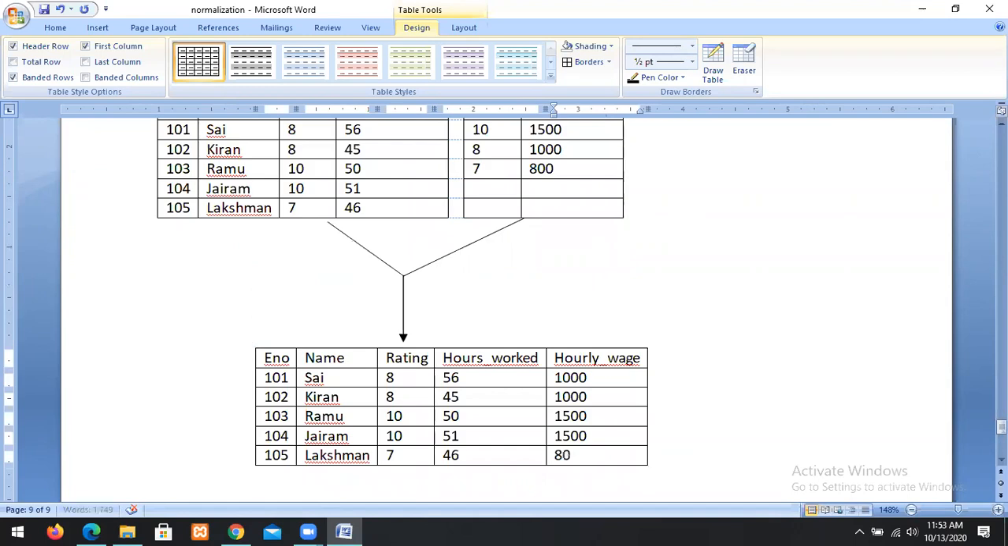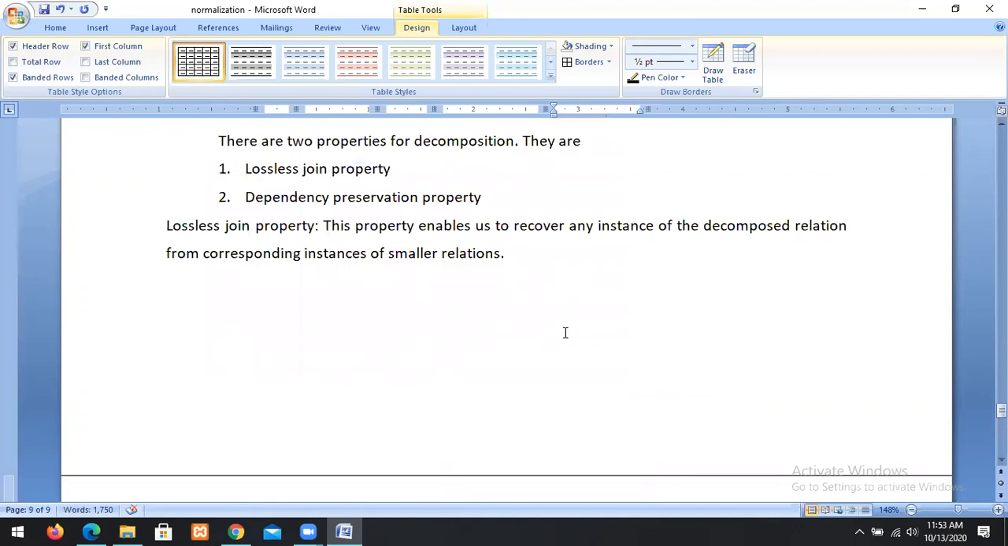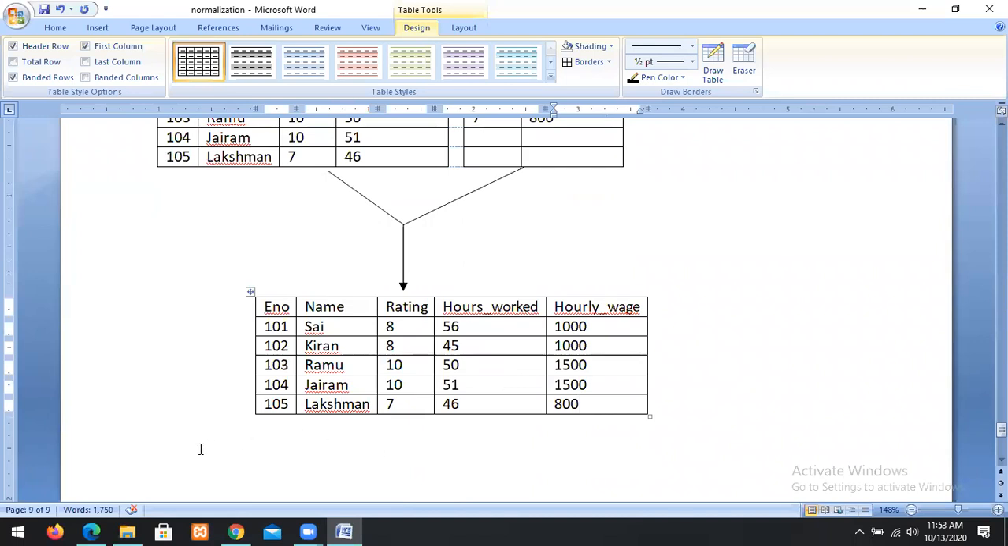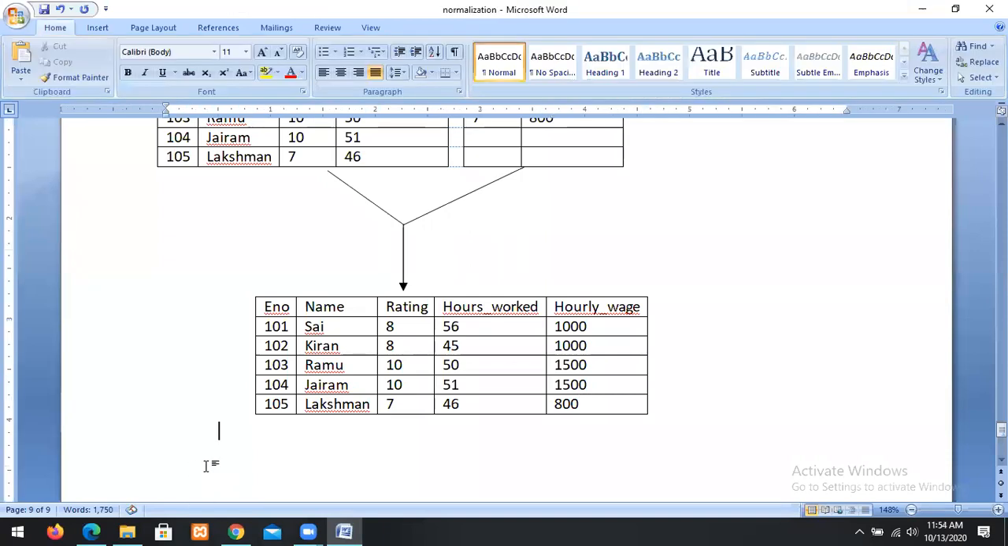800. So like this, when we divide a relation into two smaller relations and we join these two smaller relations, we again get the original relation. Then it is called a lossless join dependency. If you lose some information, then we cannot say that it is a lossless join. Sometimes some additional rows are also selected. Such a thing will happen sometimes. In such a case, the join is lossy.